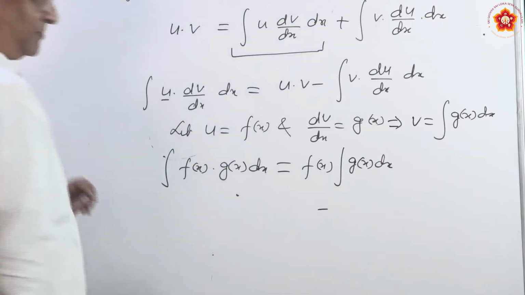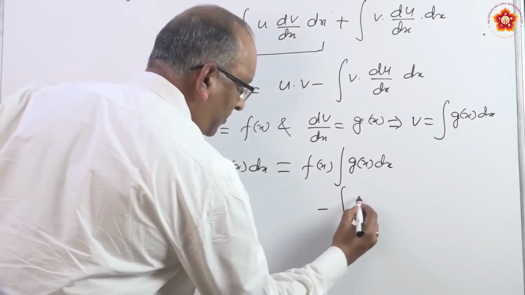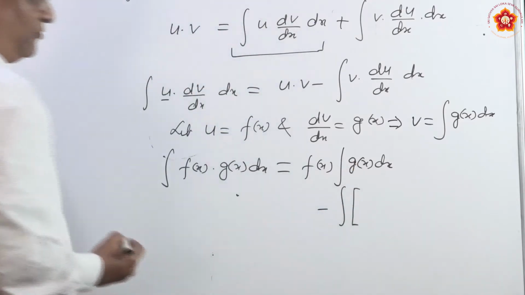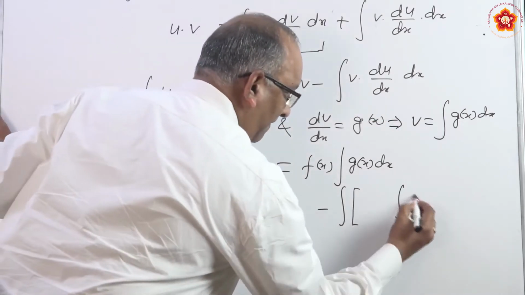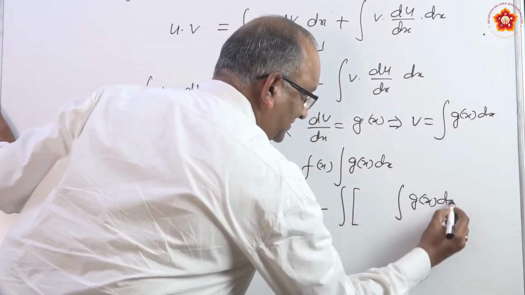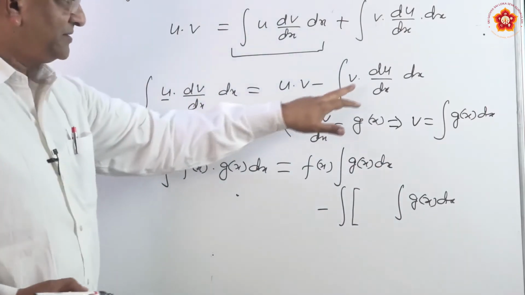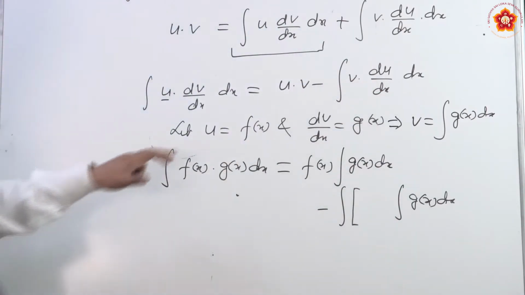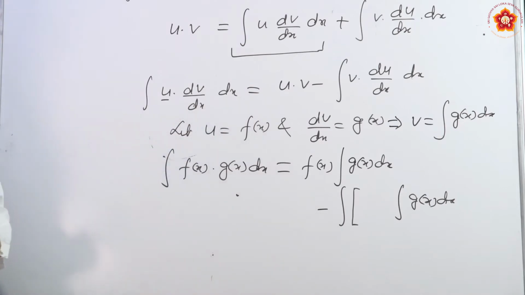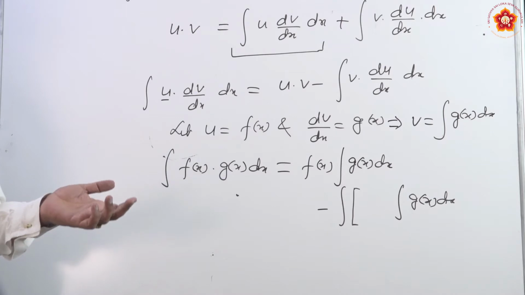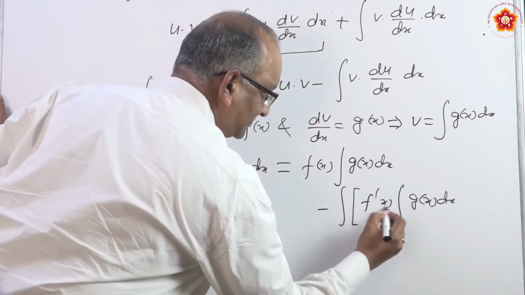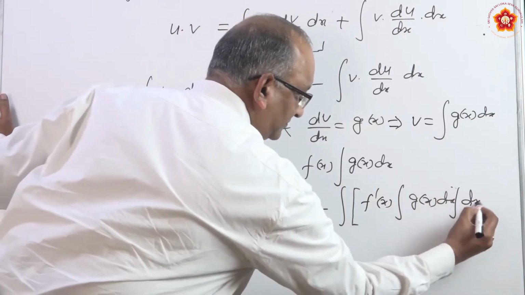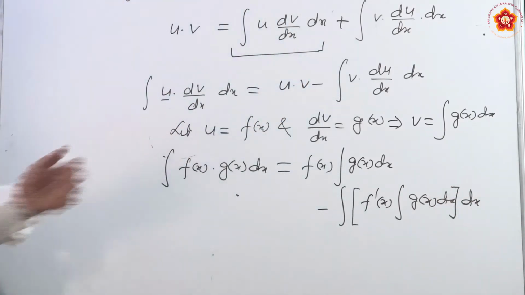Minus the integral of v. Once again, what is v? It is the integral of g(x) dx. And what is du/dx? If u is f(x), what will be du/dx? It is nothing but the derivative of f(x). So, it is f dash x, and that is the formula.